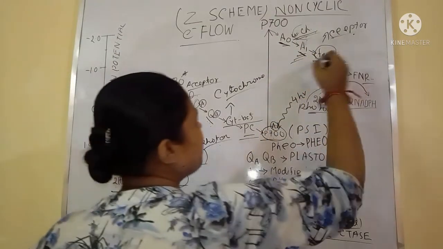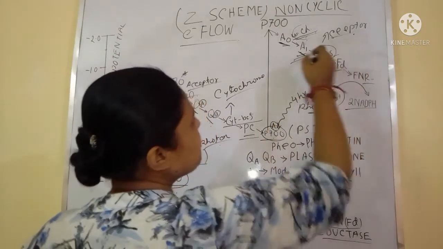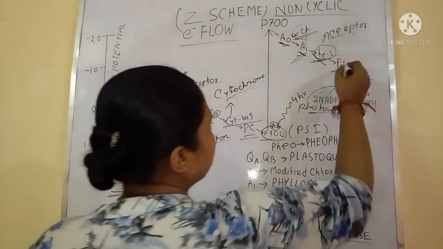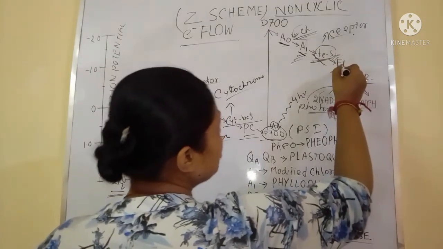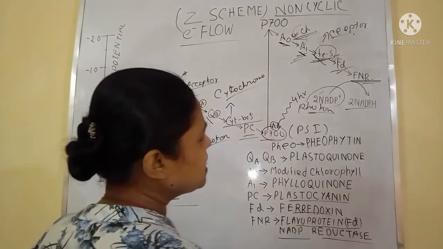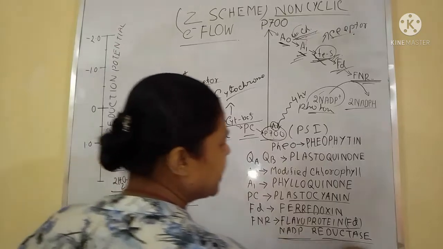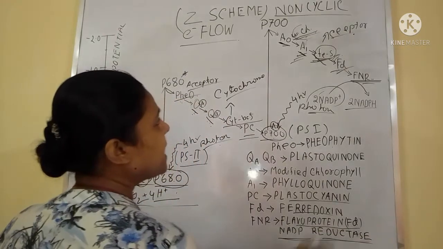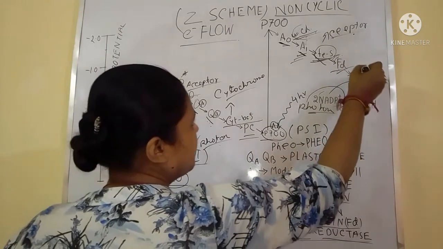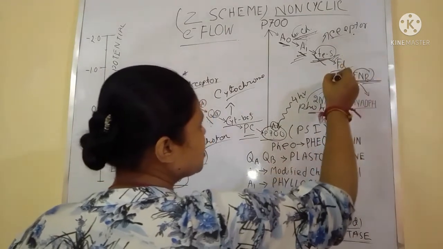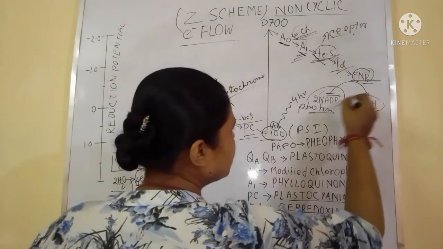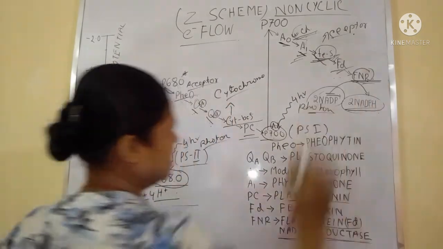From the iron sulfur complex, the electron comes to the FD, or ferredoxin, and from ferredoxin, due to the presence of FNR, flavoprotein NADP reductase, the electron helps NADP plus to convert into NADPH.